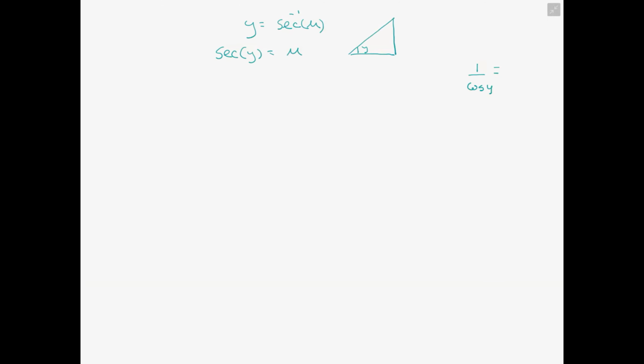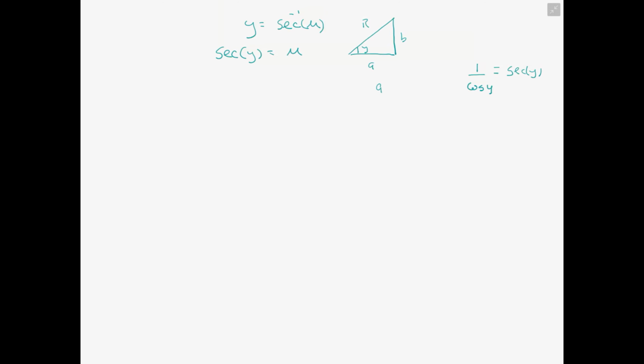Boy, what's going on here? Is my pen? Secant. Let's try it again. There we go. I don't know why it's working that way. I fully charged it. Sometimes I have to reselect the pen. Secant y. So 1 over the cosine of y.